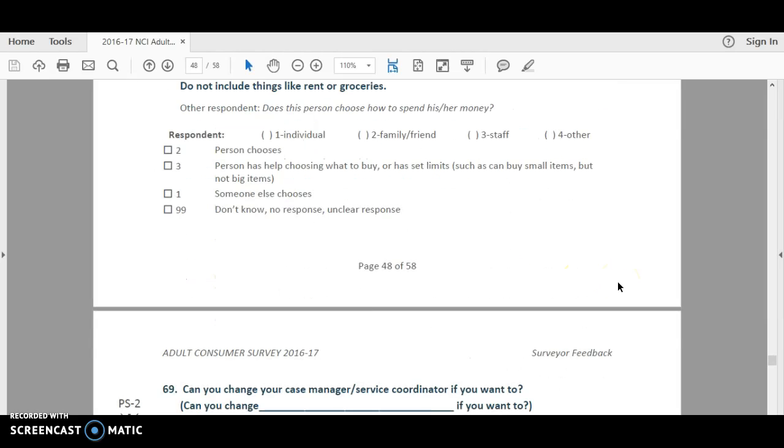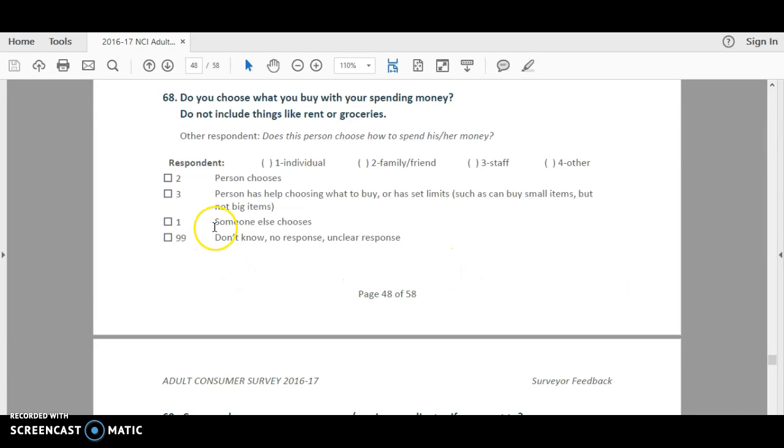And if the person chooses what to buy, what they're spending money on, I just want to note here that middle response is that the person has help choosing what to buy, but also that the person maybe has set limits for what they can spend.